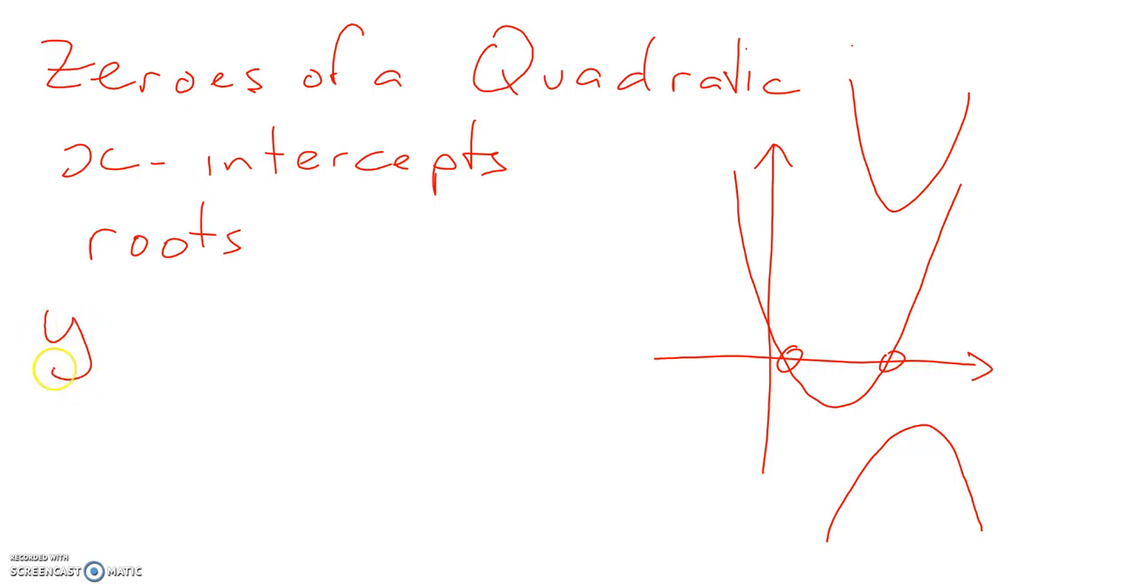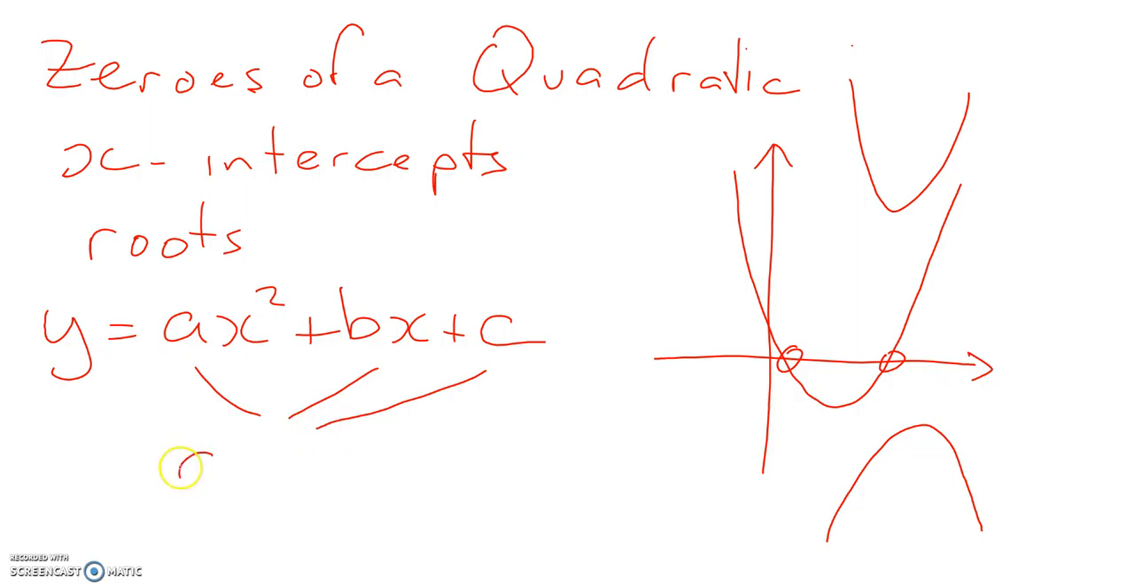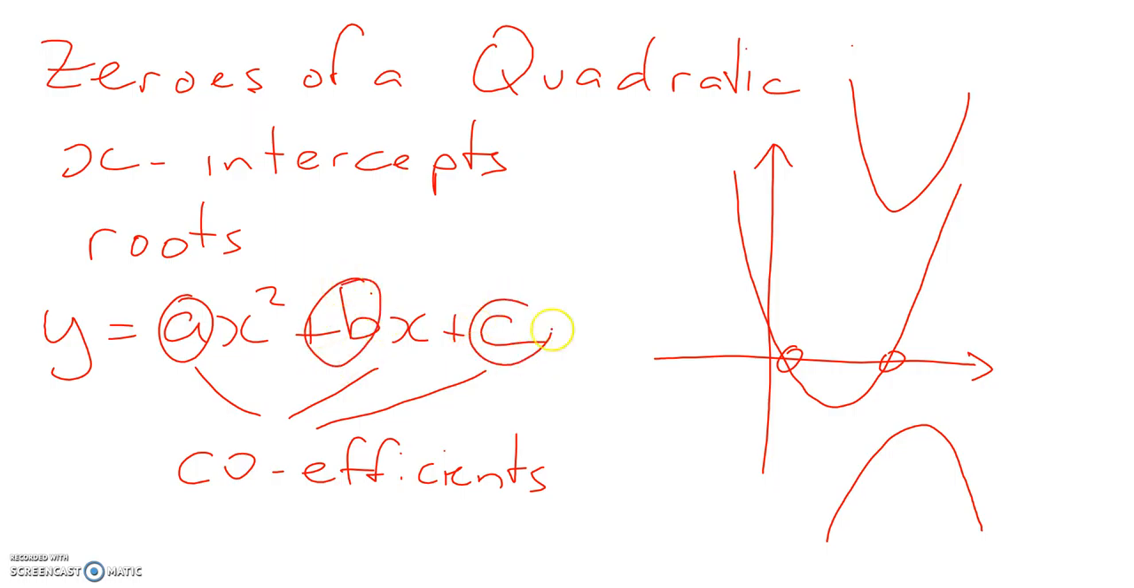So remember, our general form is y equals ax squared plus bx plus c, where a, b, and c are all coefficients. a is the coefficient of x squared, b is the coefficient of x, and c is the constant term, or the coefficient of x to the naught.